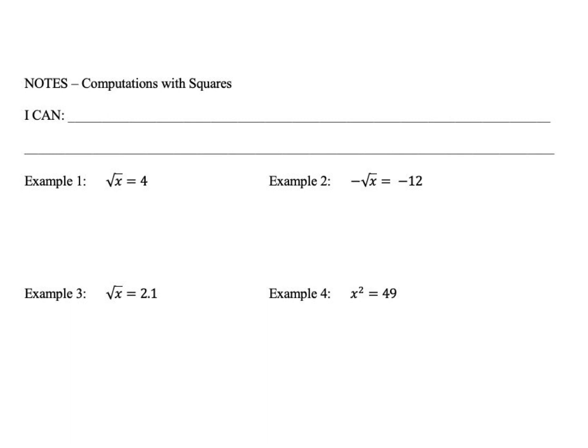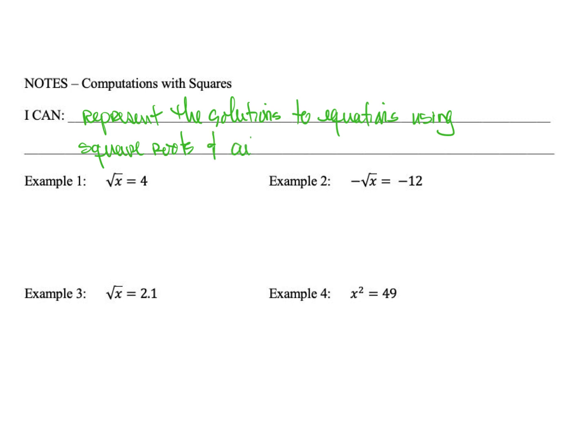All right, turn to the back side of your note page, and it should look like this. This is the second part of what we're doing, and this is like the equation stuff, the computations of squares and cubes. So we are going to represent the solutions to equations using square roots and cube roots.